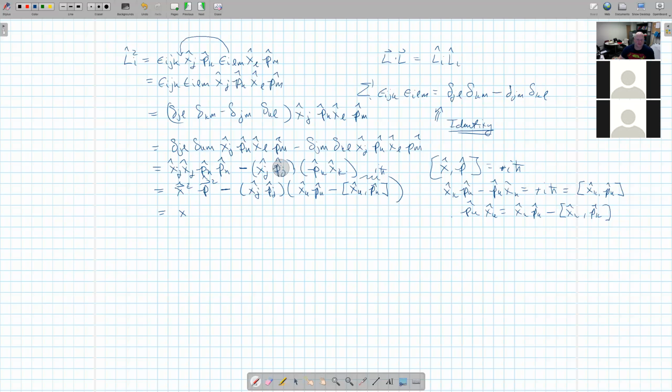So finally, this gives me then x vector squared hat p vector squared hat minus then, this is the dot product between x and p. This is also a dot product between x and p. So then I get a minus dot product between x vector hat dotted with p vector hat squared plus IH bar times then x vector hat dotted with p vector hat.